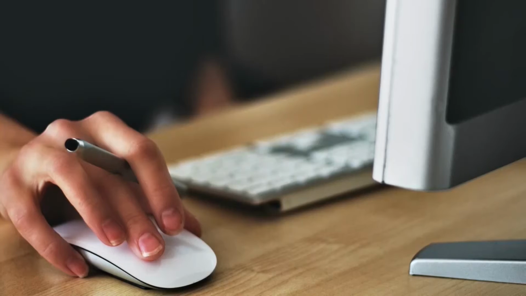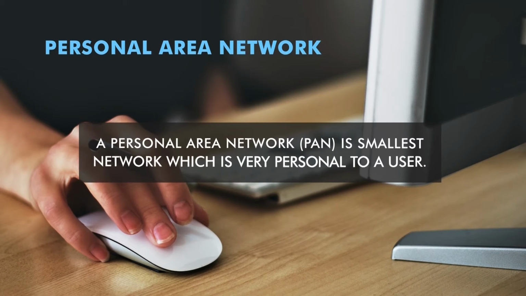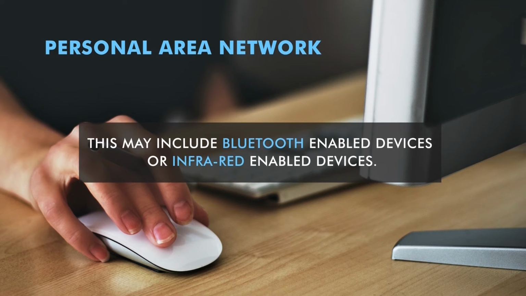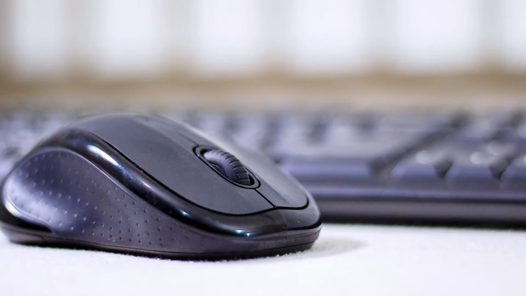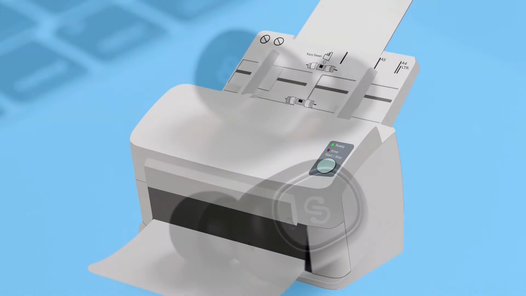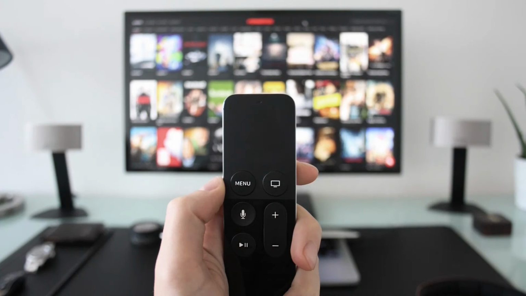First one is the personal area network. A personal area network is the smallest network which is very personal to a user. This may include Bluetooth enabled devices or infrared enabled devices. So personal area network has connectivity range up to 10 meters only. So PAN is the smallest network. So PAN may include wireless computer keyboard and mouse, Bluetooth enabled headphones, wireless printers or TV remotes. So all these examples come under the personal area network.